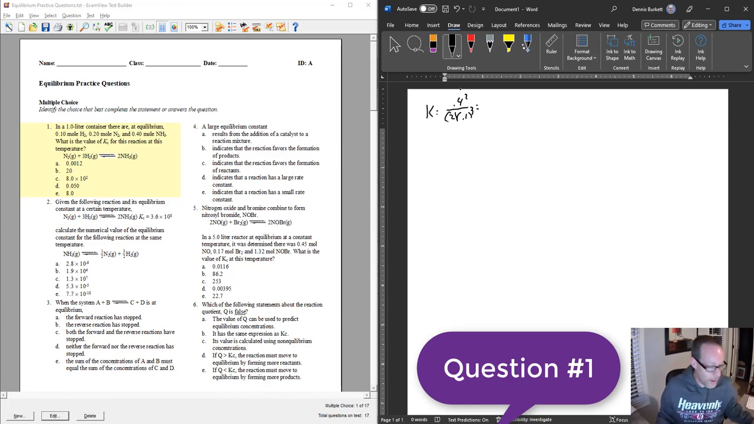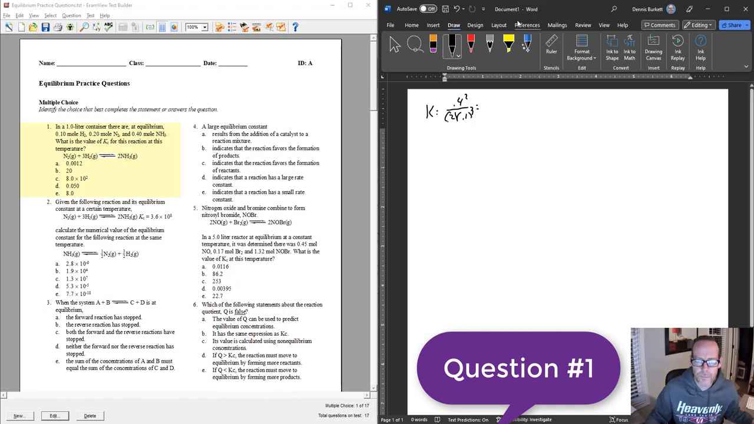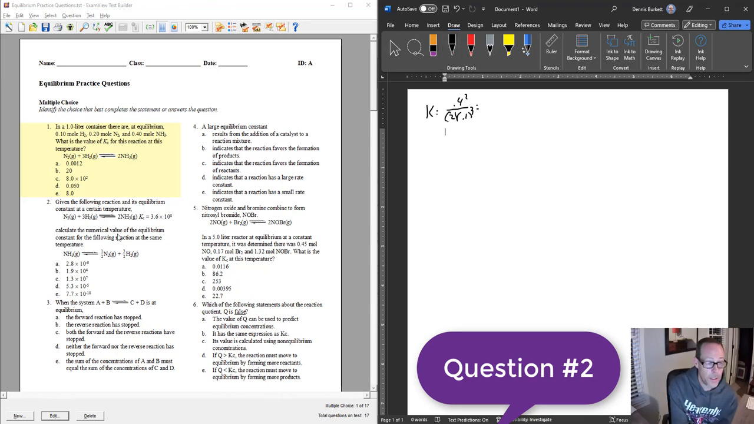And I'll pull a calculator up. So we're going to have 0.4 squared. So I'm just going to say 0.4 times 0.4 divided by 0.2 divided by 0.1 divided by 0.1 divided by 0.1, and we get 800. And 800, I'm pretty sure, is that answer, right? So that's number one. Number two, given the following reaction, let's get down like that.